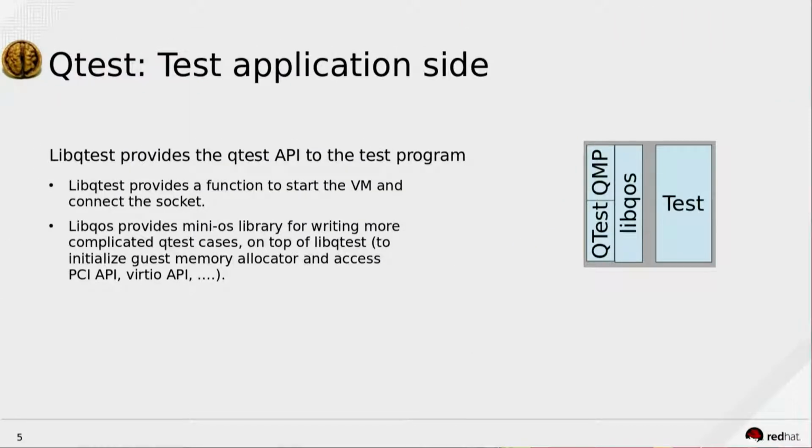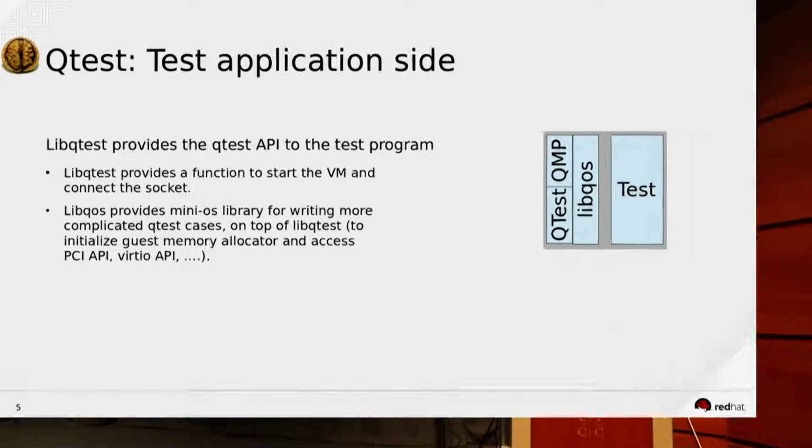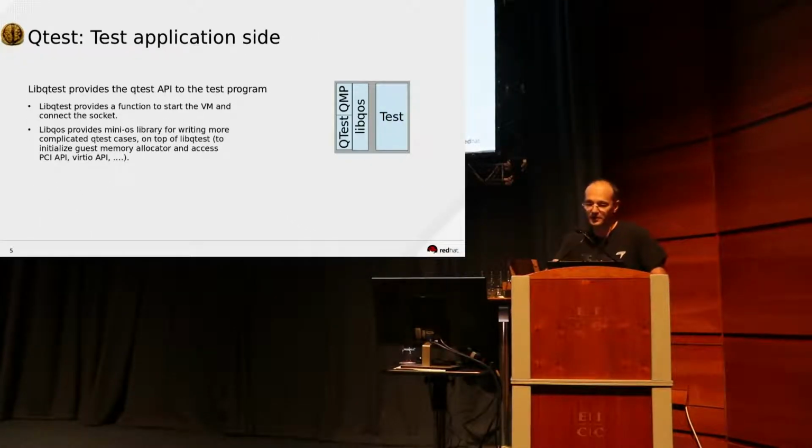On the other side, on the side of the test process, we have the library called libqtest that is linked with the test application. And this library provides the function to launch, to connect to the virtual machine with the Qtest plugin, and to access the devices by reading and writing into the machine address space. On top of libqtest, there is also another library called libqos that is like a mini OS that allows to ease access to the PCI bus, to the PCI card, to the virtual card.